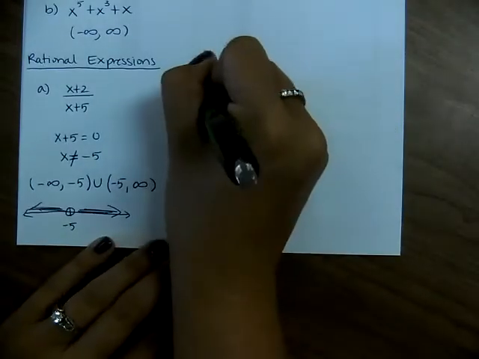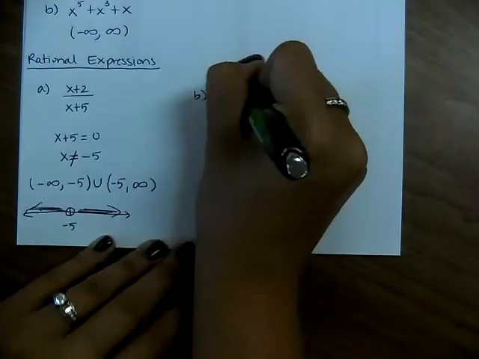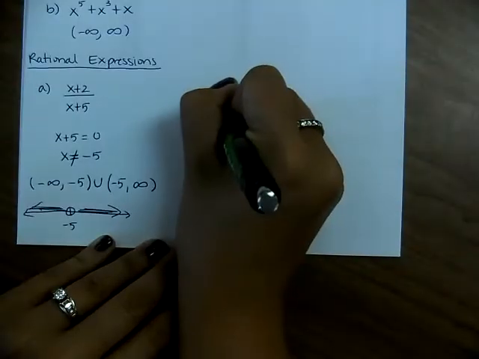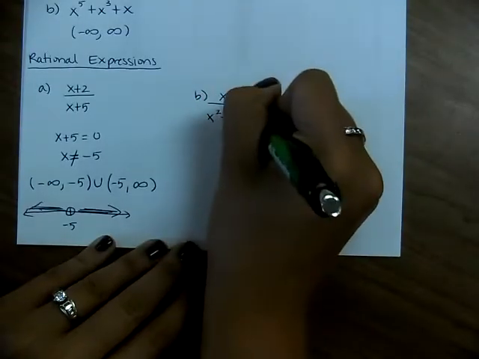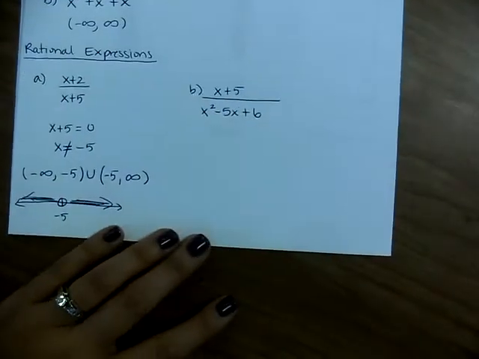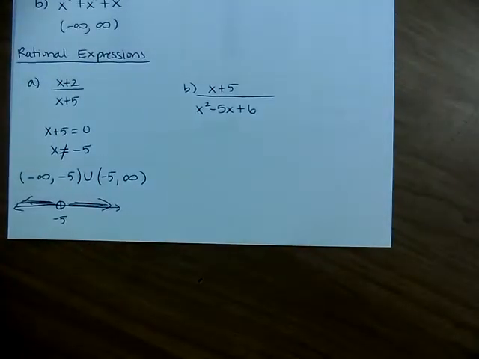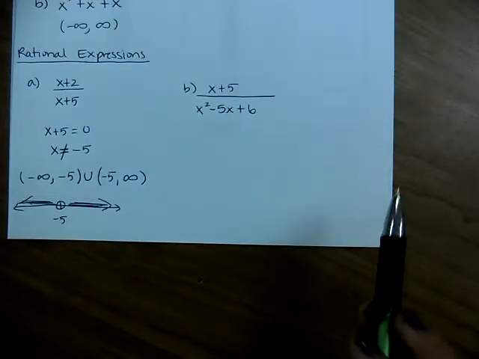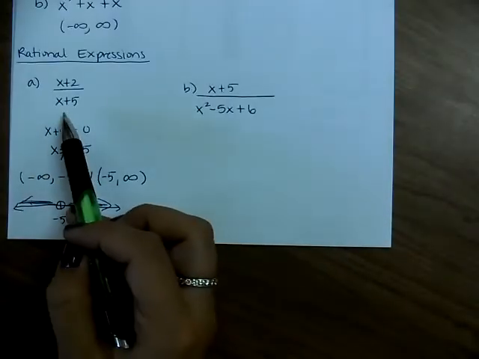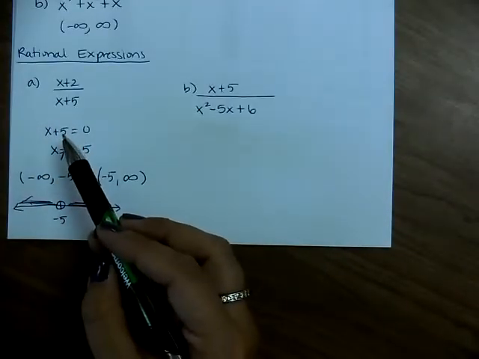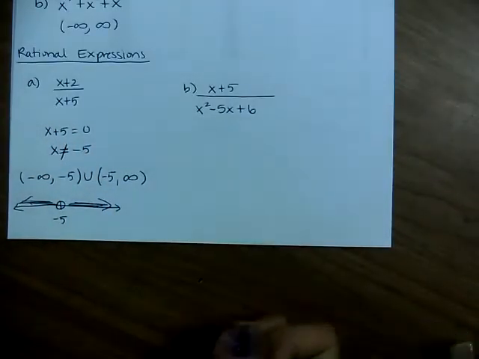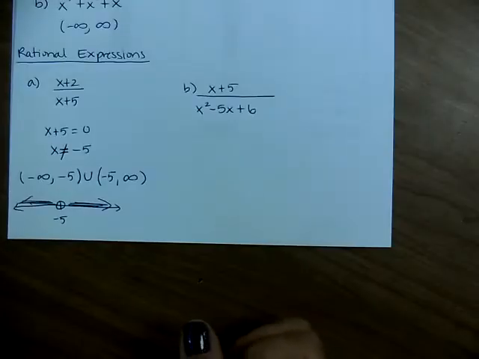Let's look at another one. x plus 5 over x squared minus 5x plus 6. So this one, it's not real clear at the very beginning. I can't just look at it and say, okay, x can't be negative 5 like I did here, right? I have to do some work. What is the work I need to do? Yeah, you need to factor it.